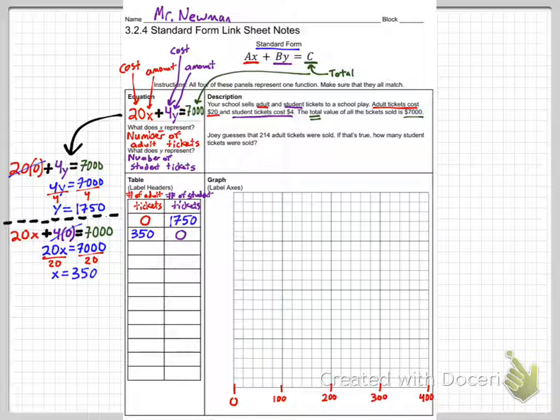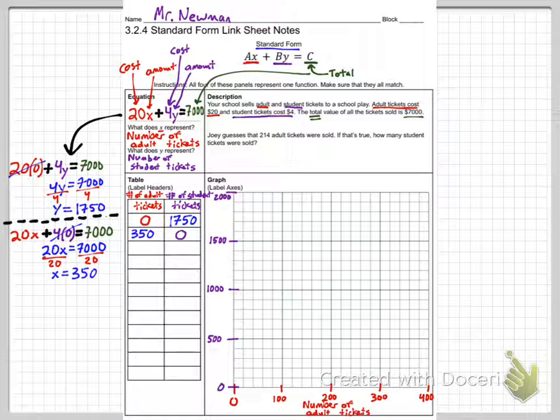Also, for the student tickets, if we go up to 1,750, I'm going to pick 2,000. Oops, sorry, make sure you label. I'm going to pick 2,000 as the maximum there. I know half of 2,000 is 1,000, and half of that is 500. And halfway between 1,000 and 2,000 is 1,500. So I can plot those points somewhat easily.